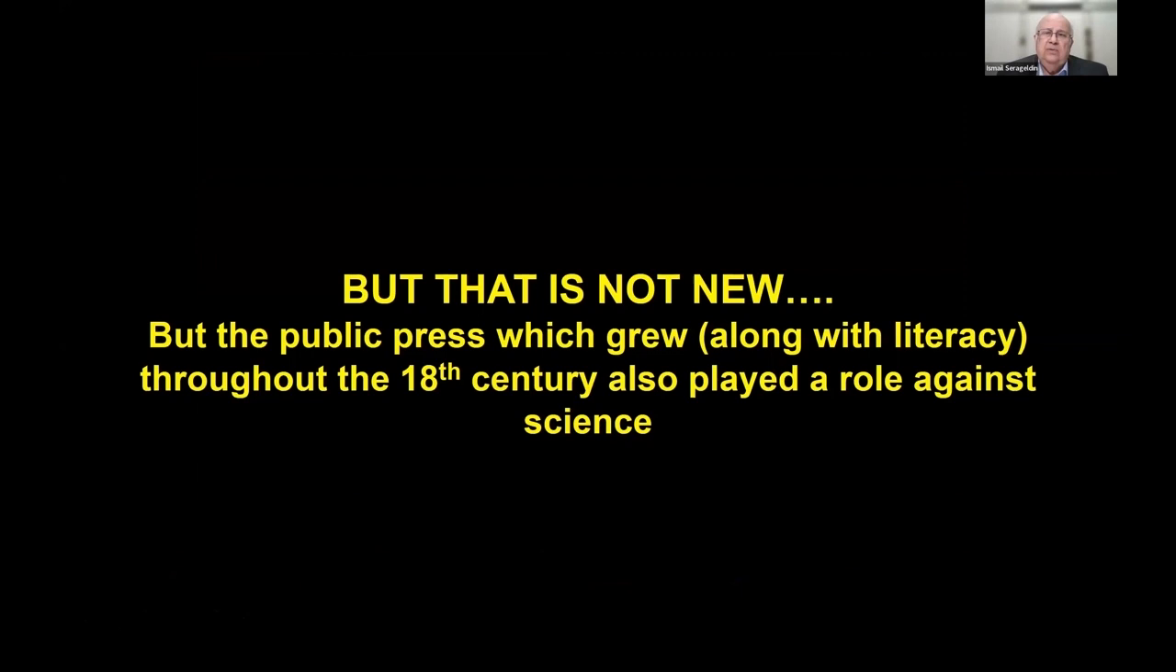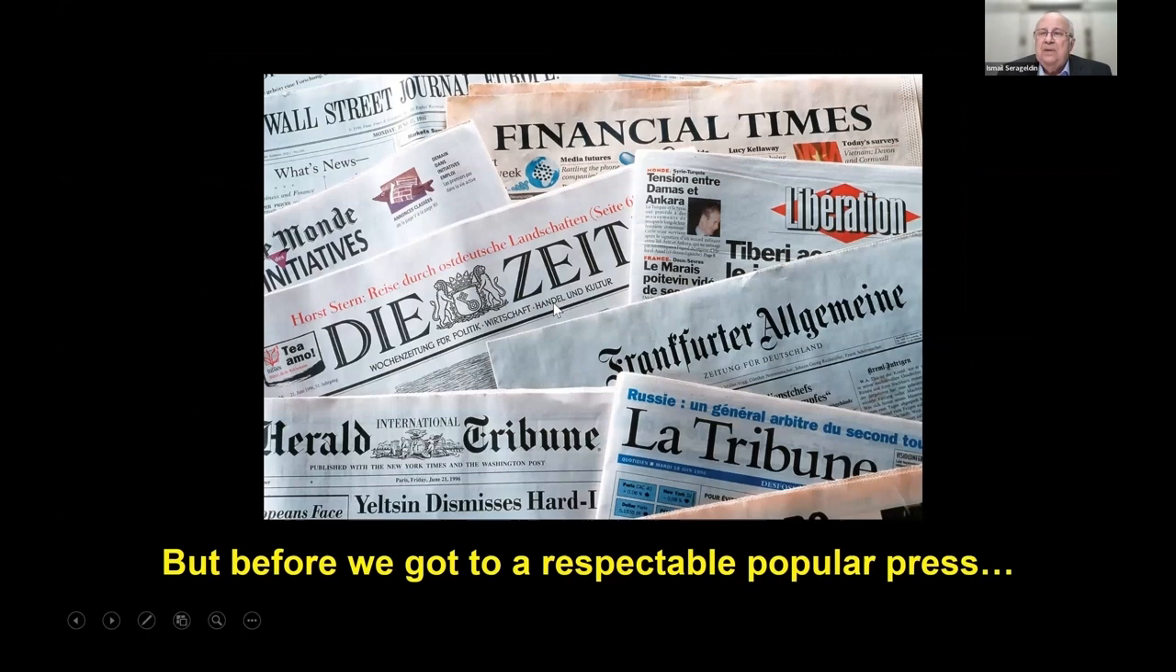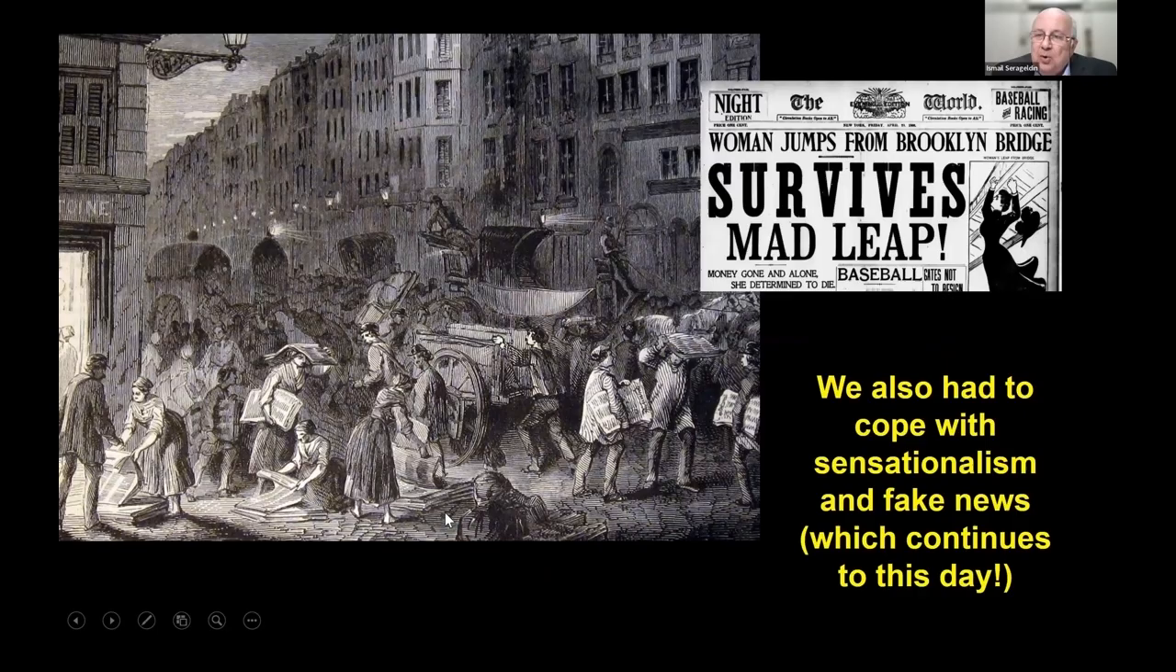Now, that's not new, because the public press, which grew along with literacy throughout the 18th century, played a role in science. Before we got distinguished newspapers like that, we had a lot of crappy newspapers that were saying anything and everything. So think of Edward Jenner, who, as you know, took cowpox to make vaccines against smallpox. And he was successful, of course, in that.